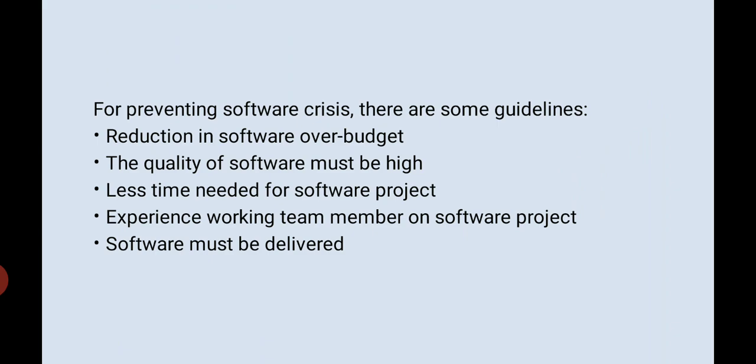So for preventing software crisis, there are some guidelines. And what are they? The reduction in the software budgets. The quality of software must be high. Less time needed for the software project. Experienced working team members on the software project, and software must be delivered. So all these actually helped to overcome this crisis.